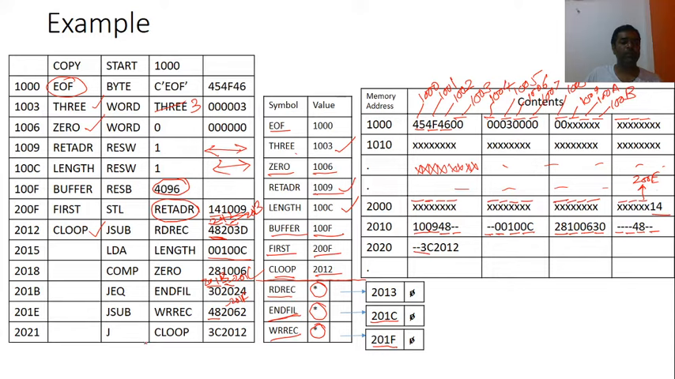Then the instruction is JC Loop. Just check that CLoop is present in the symbol table. Yes, CLoop is present. And what is the value? 2012. So I can assemble this instruction at this time. See, this is 3C2012. Just load it here. 3C2012.